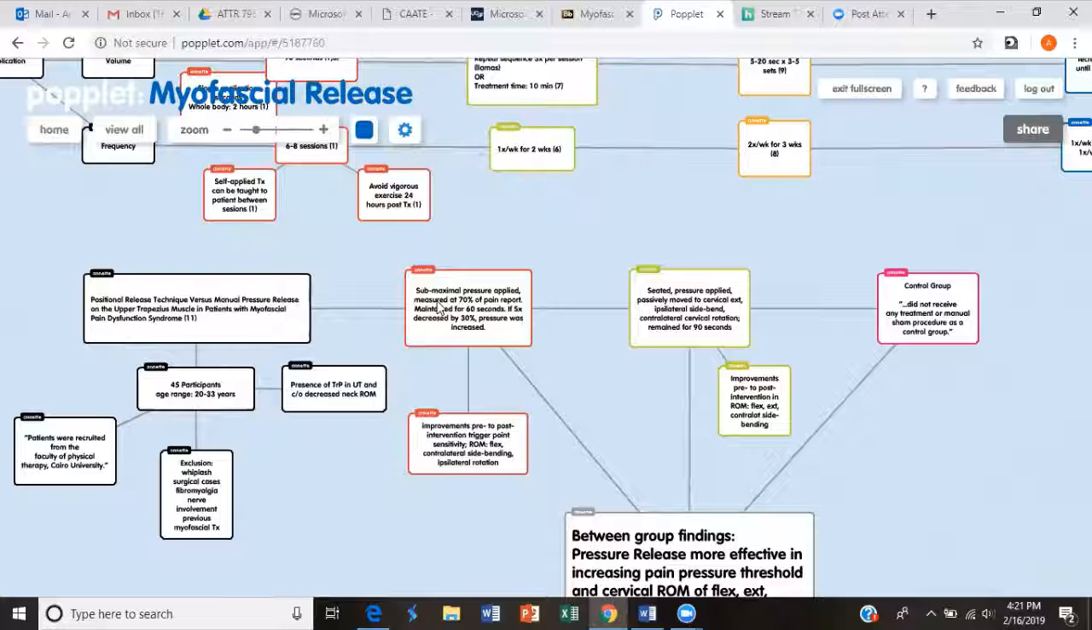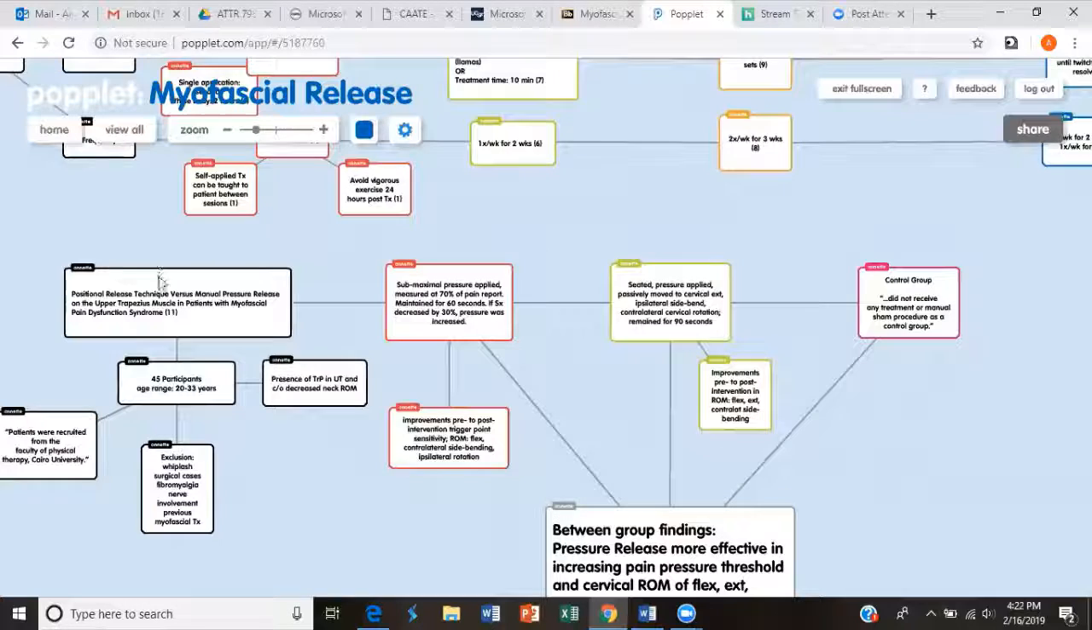So the clinician applied pressure until the patient or subject rated it at 70% of what was rated at the pain pressure threshold. This was maintained for 60 seconds, and if at any time the symptoms decreased by 30% on the rating, then the clinician increased pressure until it was back up at the 70% of the reported pain pressure threshold.